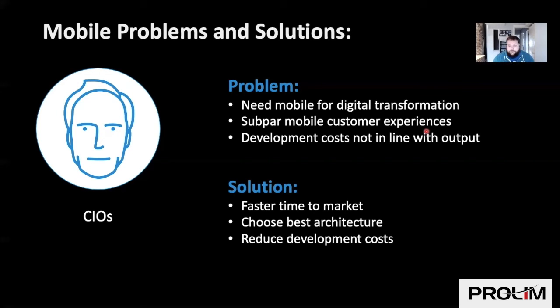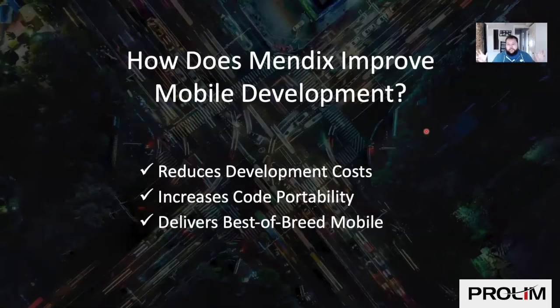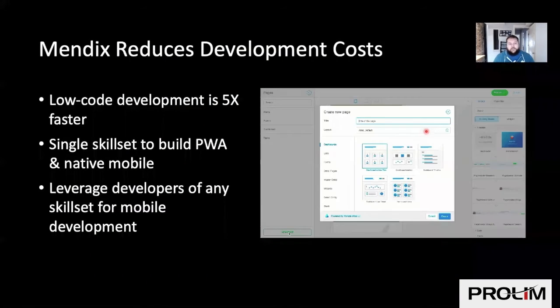profitable for their business. So taking a step back, away from the personas and more towards the product, what does Mendix do to improve mobile development? First, we reduce development costs. Second, we increase code portability across different channels of mobile solutions to cut down on rework and development processes. And then we deliver best of breed mobile solutions with the best technologies, the best architectures, and the best experiences for the end users.